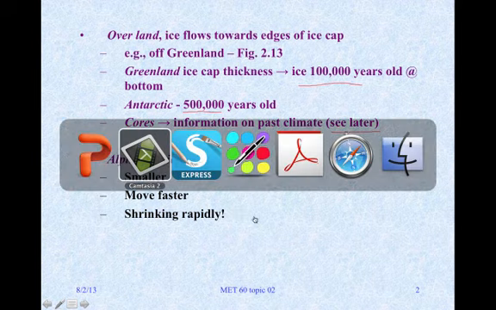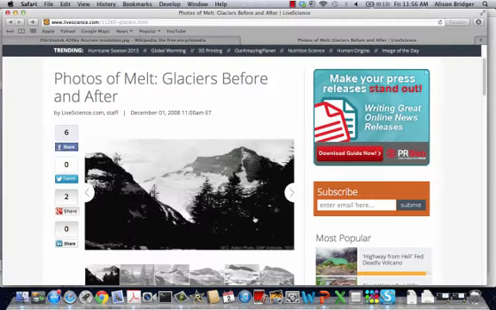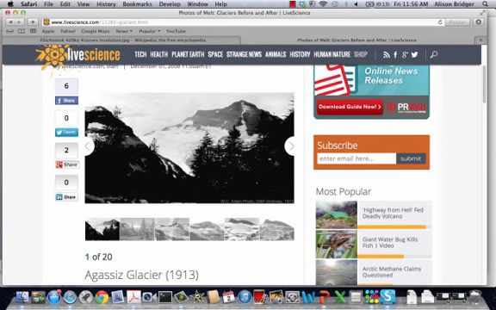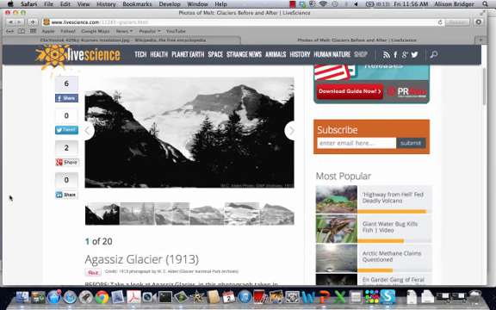And to prove that, I found a website. You can probably find a website to prove anything you want to prove. And this is something called Live Science. And it has a series of photographs of glaciers before and after. All right, and I think that these might be in Glacier National Park. So here is something called the Agassiz Glacier, taken in 1913. See this glacier up in this region here.